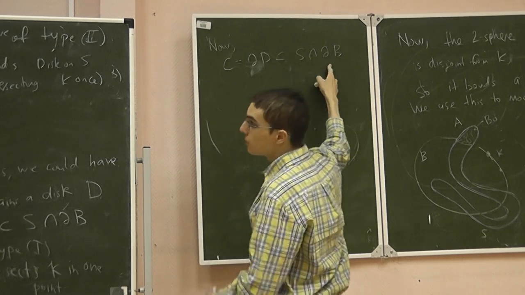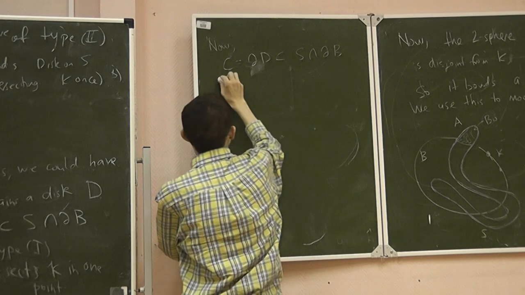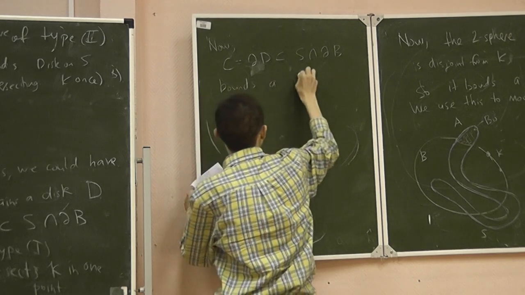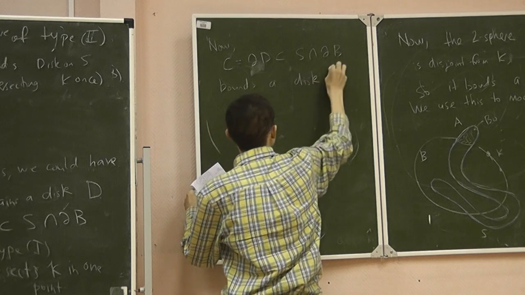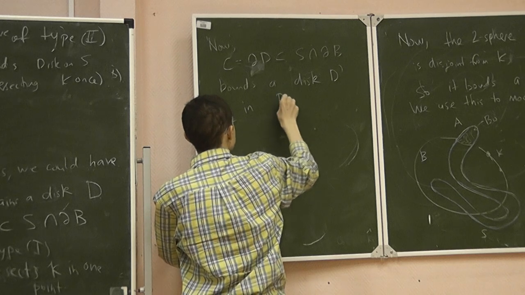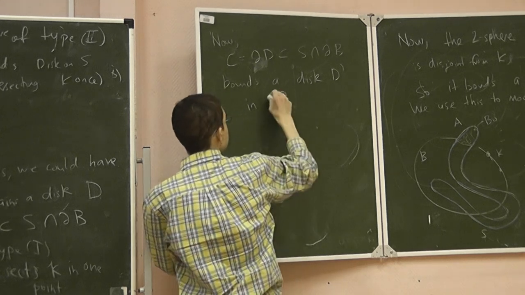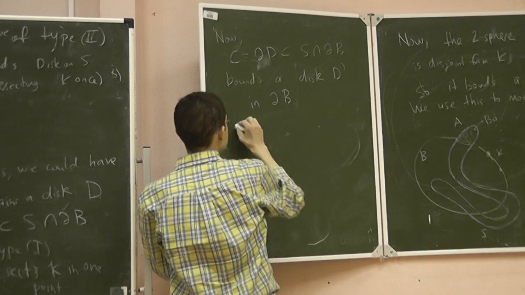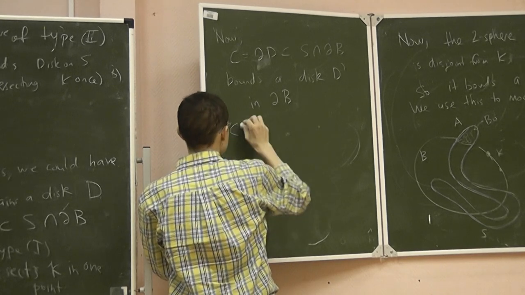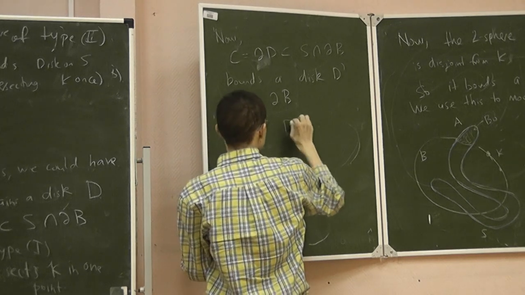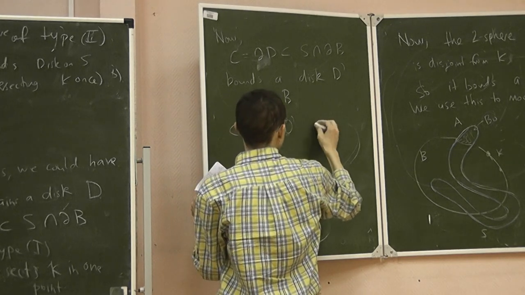C lies in the boundary of the ball, the three-ball. So it bounds a disc D prime in B, the boundary of B. Now let's see if you guys can help me this time. So, claim: D prime can be chosen.